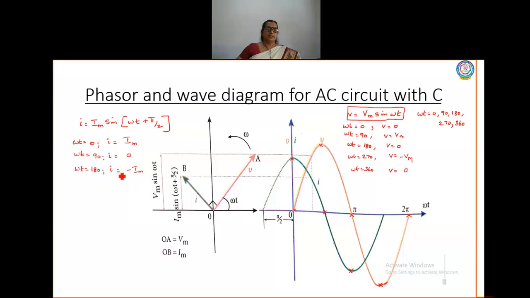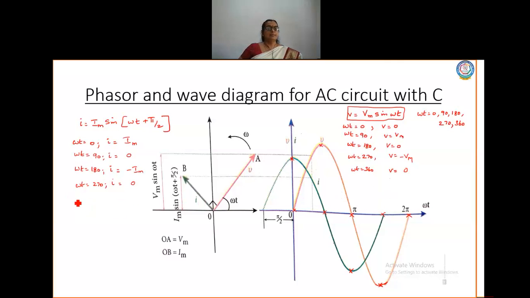Okay, right, next substitute omega t is equal to 270. So I will be 270 plus 90, which will be 360. So sin 360 will be 0. So 0 into Im will be 0. So I is equal to 0. So where is 270? 270 is in between, here, but the current value is 0. Okay, so the graph will be continuing when you substitute 360 also, but we are not doing it.